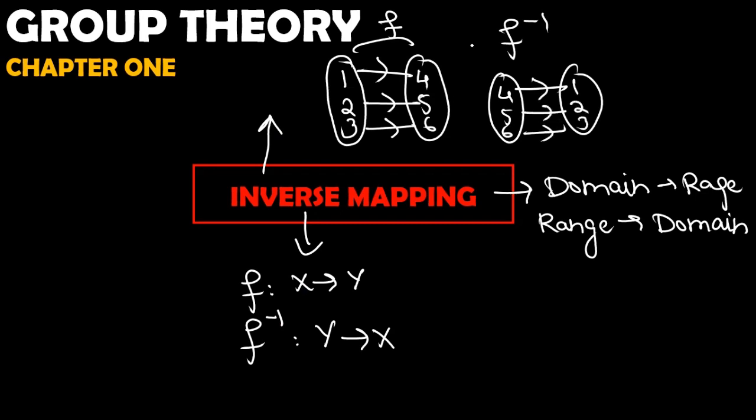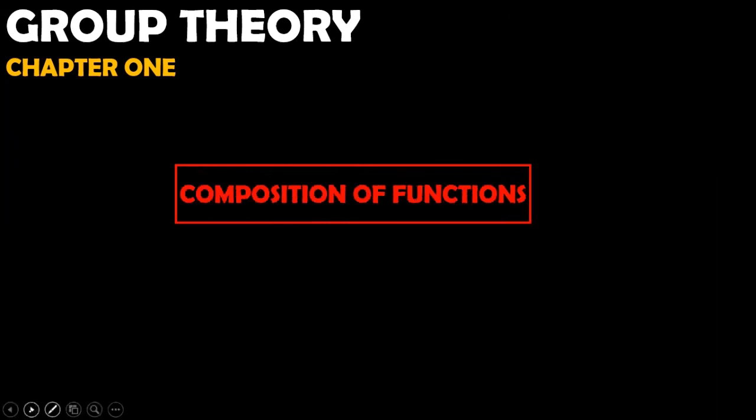You can easily see that the domain of the first function becomes the range of the second function, right? So in this case, this is our range, and this is our domain, and this is our range, right? So this is our inverse function.